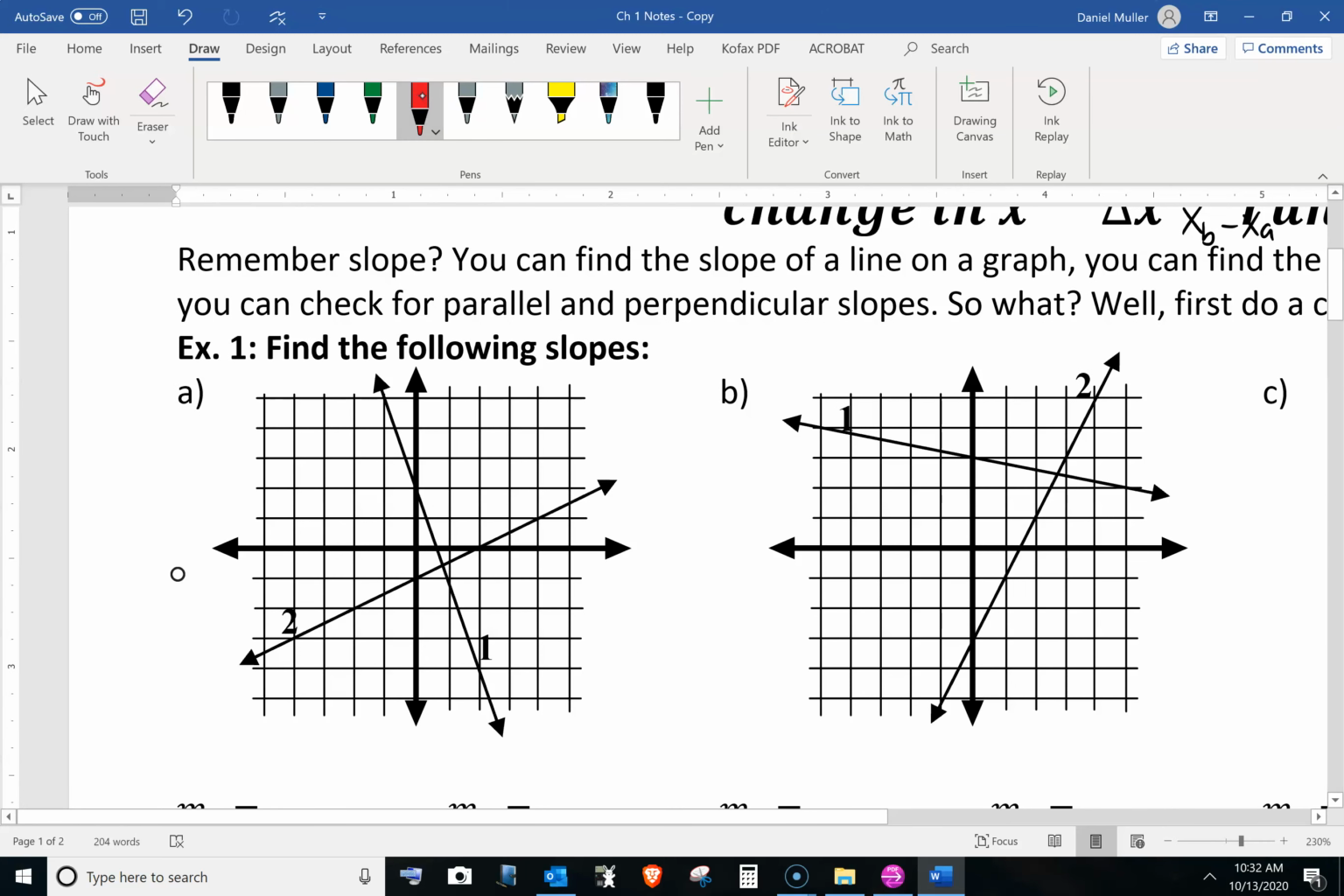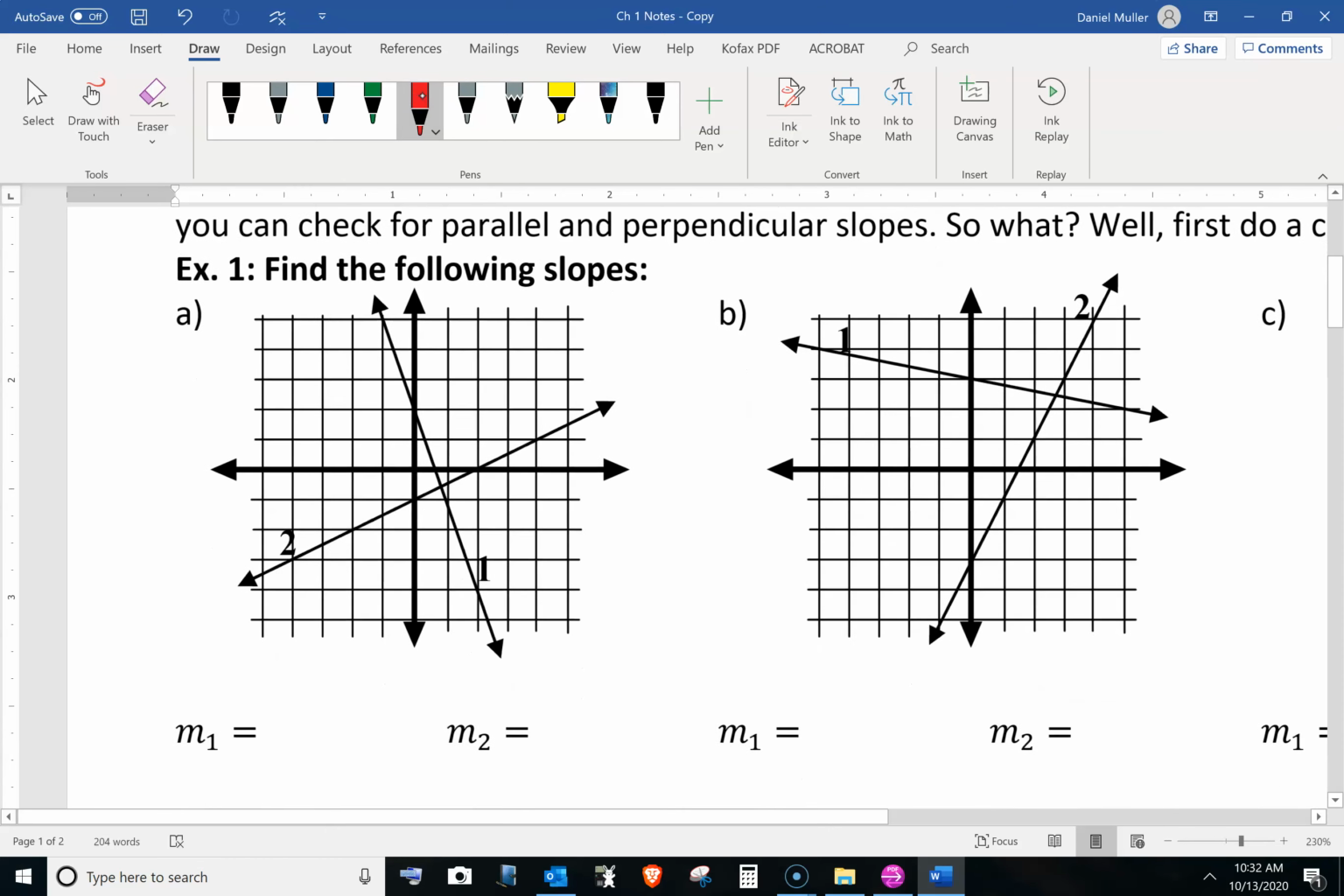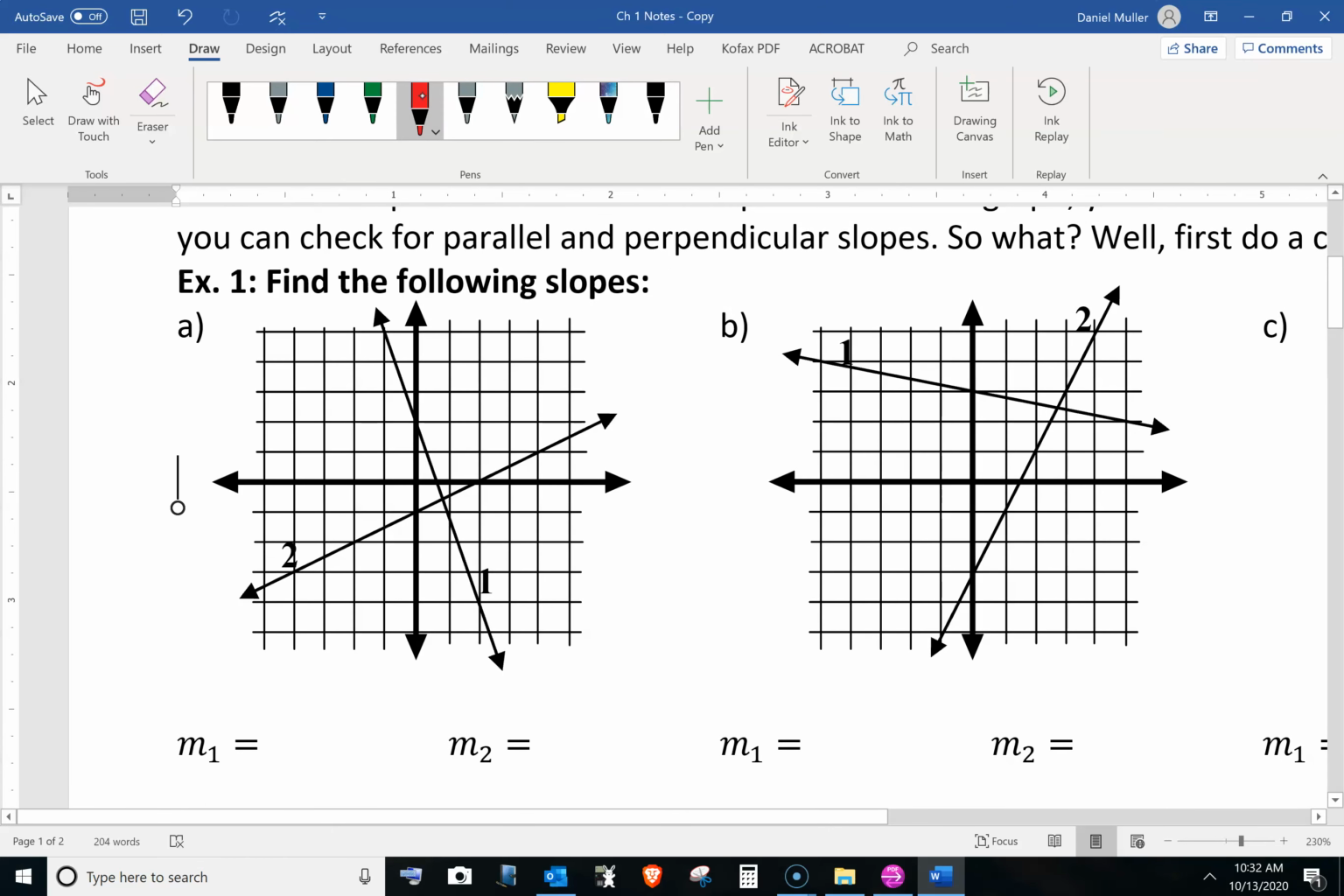So what does it say? Find the following slopes of m1, the slope of line number 1, and the slope of line number 2. I like to start by choosing the left point. In the previous chapter we had points that we could easily look at, and there's a nice one right there. So we will look at those and take a look at the slope.